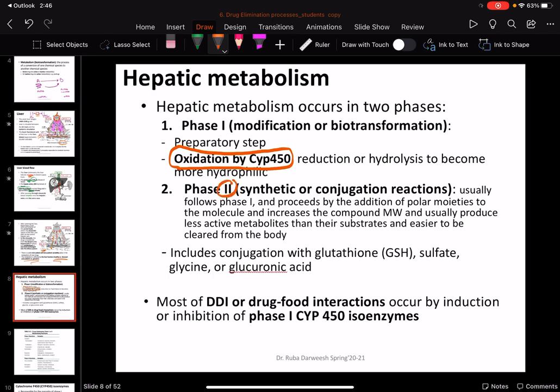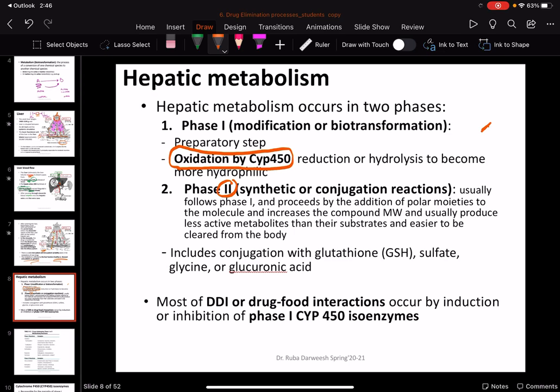Phase 2 is usually a synthetic or conjugation reaction, and we have different examples of that, such as conjugation with glutathione, sulfate, glycine, glucuronic acid, and all other phase 2 reactions. It usually follows phase 1 and makes the drug more hydrophilic so it can be eliminated.